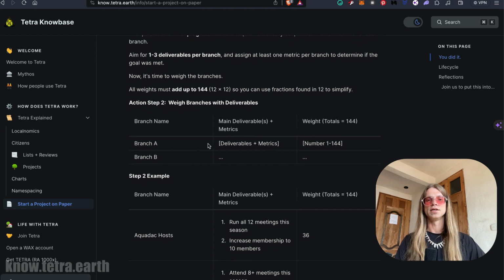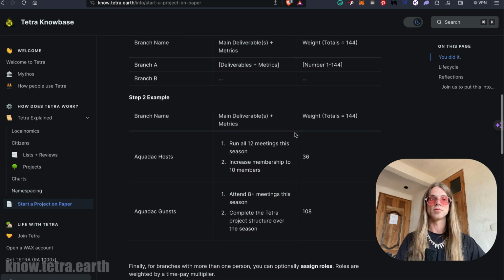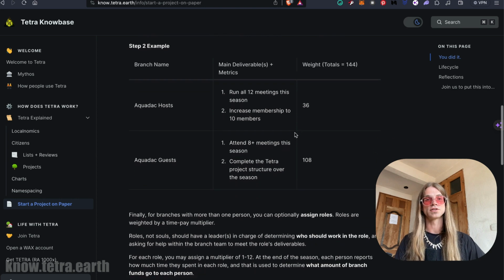So each branch, in addition to having its deliverables and metrics about those deliverables, has a weight to it. And these weights determine how important or how well funded this branch is in relation to the other branches. This number is highly divisible, so you should never need to use a decimal. And if you have trouble fitting 144 branches into your project, it's probably time to make your project smaller.